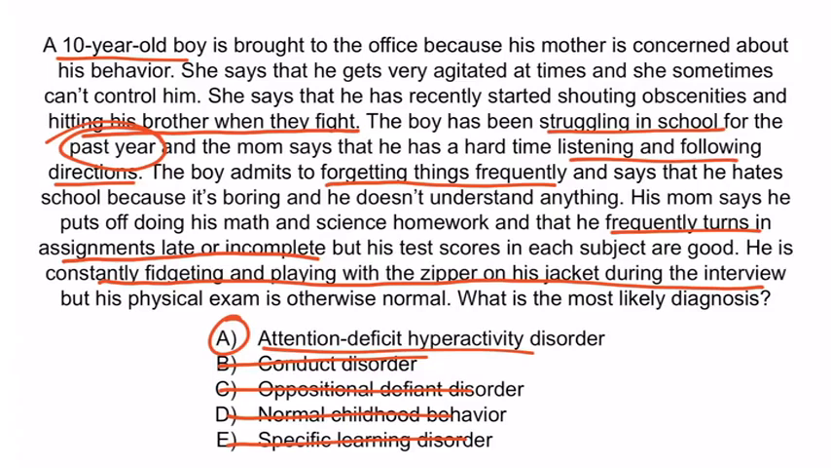ADHD. And with that, we've covered everything you need to know about childhood and early onset disorders.